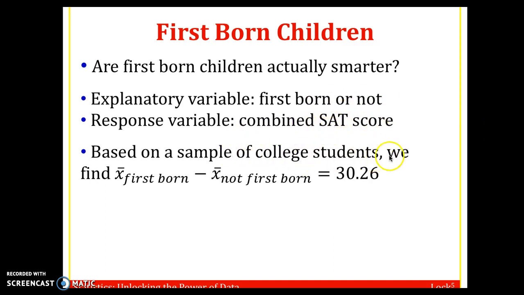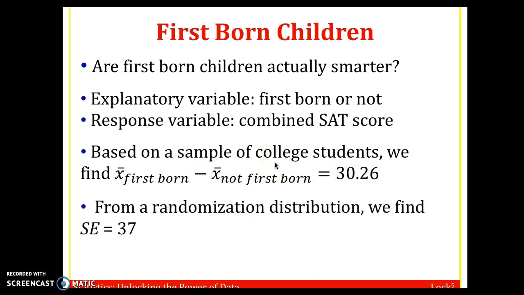So based on a sample of college students, we find that the average score of the firstborn minus the average score of the not firstborn is 30.26. So you can interpret this as saying the firstborn person does 30 points higher on average than the not firstborn. And from randomization distribution, we find the standard error is 37. So at a glance, you might think, well, this is maybe a big difference, 30 points difference, but the standard error measures the spread of all these statistics.